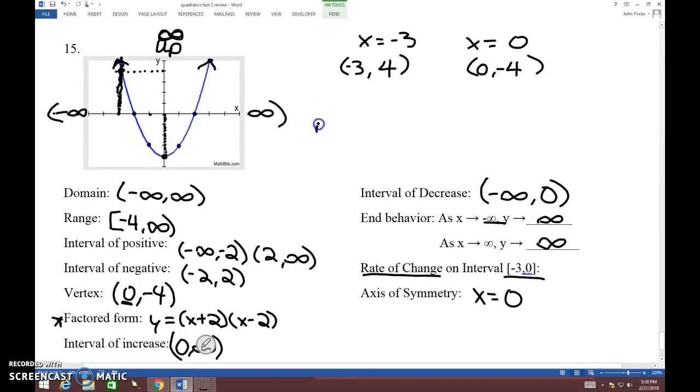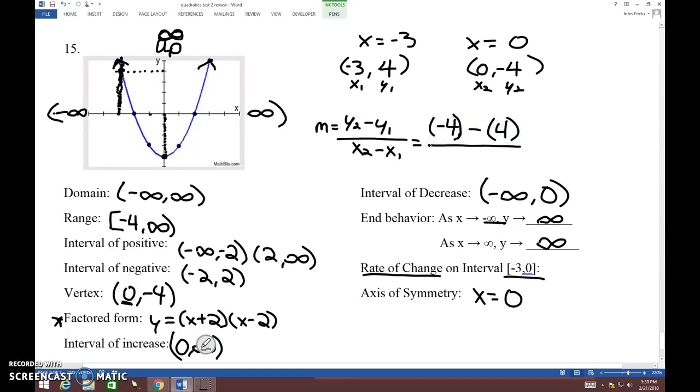Now, to find the rate of change, remember we're going to use the formula y2 minus y1 over x2 minus x1. That'll be on your formula sheet, so no need to memorize that. So here we've got x1, y1, x2, y2. Then all we need to do is substitute in our values. y2 here is going to be -4. y1 is going to be +4. x2 is going to be 0. And then x1 is going to be -3.